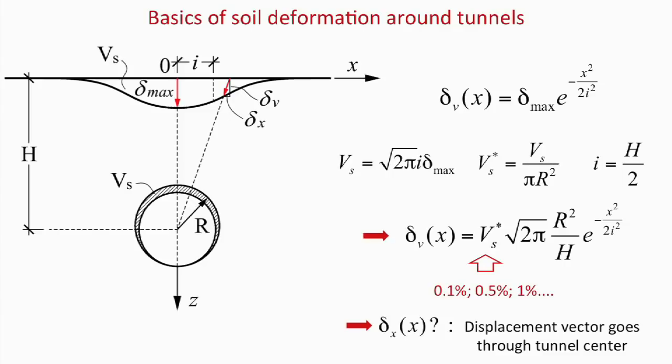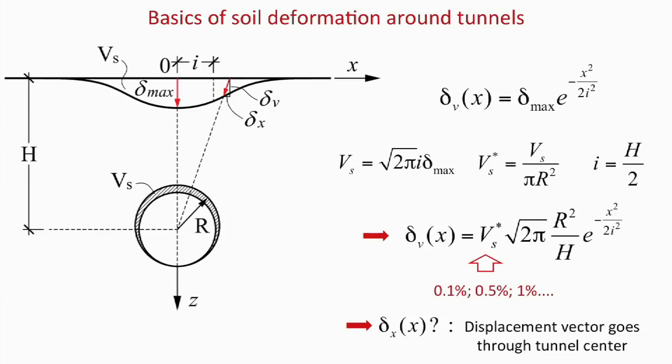Now, there are 2 parameters here. One is the maximum vertical displacement, and the other one, this i, is the abscissa of the point of inflection of this equation here. Now, another possibility of changing the type of parameters you want to work with is to calculate the area of this trough here, and in fact then you get this expression here. Now you divide this volume loss by the volume per unit length excavated by the tunnel, so the excavated area, then you have this Vs star, which is the volume loss in percentage. And then this is also an empirical relationship, which works in many cases.